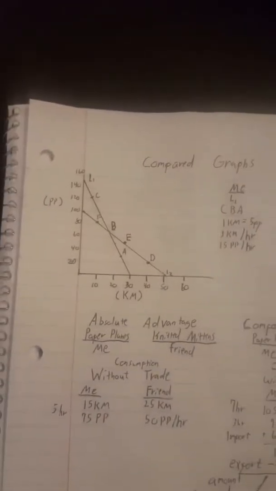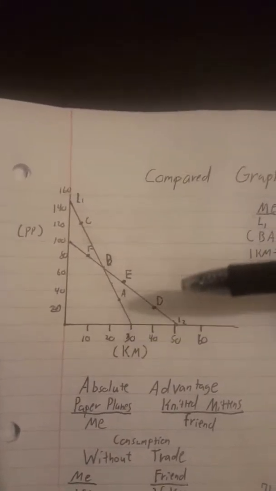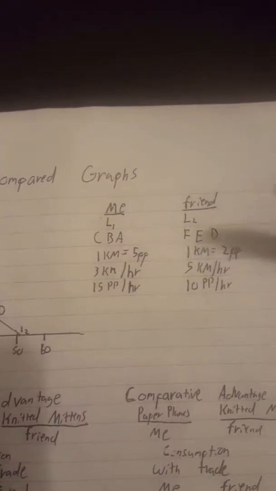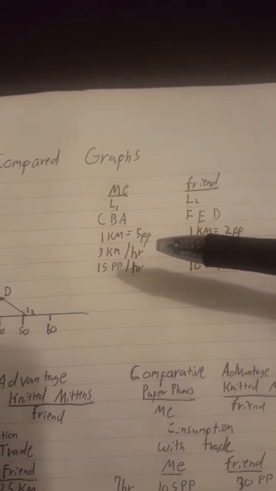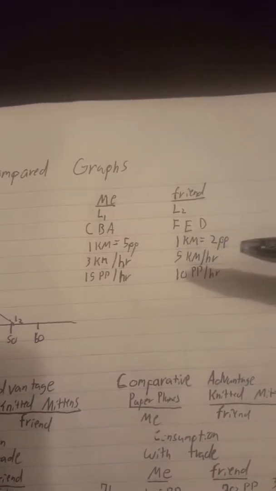Now we're going to compare both graphs together. These are both the graphs on the same graph. I'm line 1, my friend is line 2. We have just the information we just discussed there.